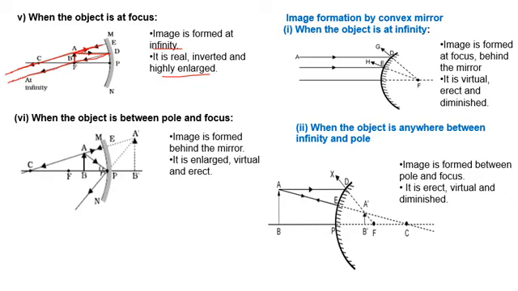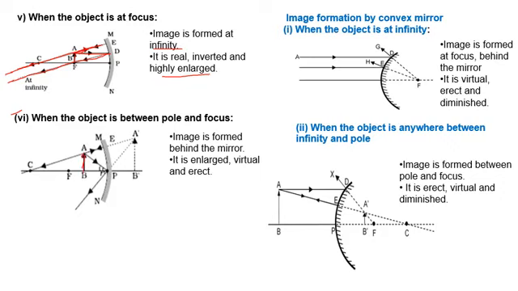Okay, let's do the last diagram of concave mirror. Here we have kept the object in front of the mirror, but between the pole and the focus. Okay, between the pole and the focus the object is kept. So when I keep an object between the pole and the focus, what can I see over here?